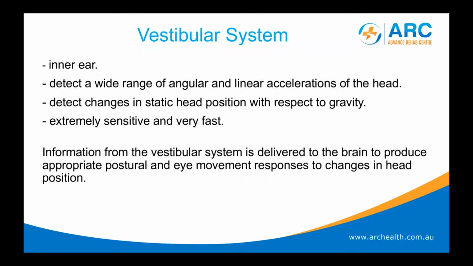So when we think about the vestibular system, we think of the inner ear. And essentially its primary role is to detect a wide range of angular and linear accelerations of the head. It also detects changes in static head position with respect to gravity, and it's extremely sensitive and very, very fast. Now it has to be fast because it has to be able to detect and respond to challenges to balance within a fraction of a second. Otherwise, the person may have blurred vision, they may feel off balance, and they may fall. And essentially the information from the inner ear is then delivered to the brain to produce appropriate postural and eye movement responses to changes in head position.